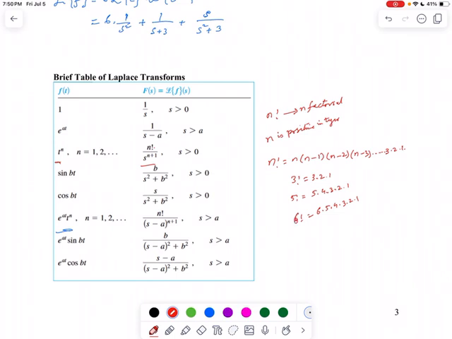So you start with the number whose factorial is given, and then go down 1 every time until 1. Okay, so if you have t squared and you want the Laplace transform of t squared, it will be 2 factorial divided by s raised to 2 plus 1, so s cubed. And 2 factorial is 2 times 1, which is 2.